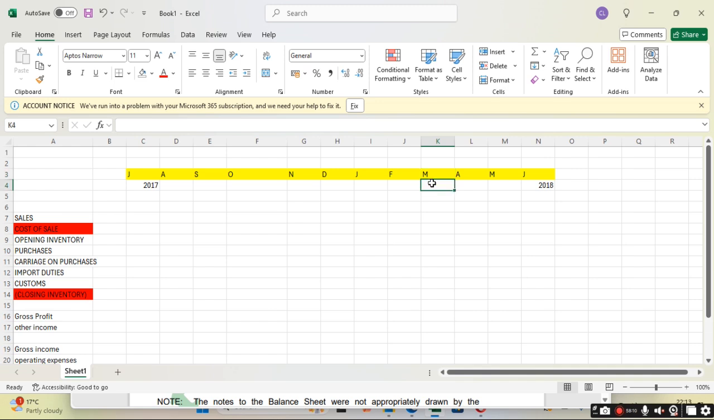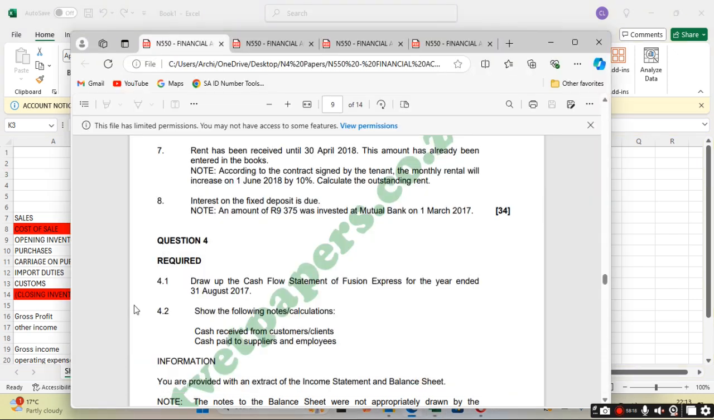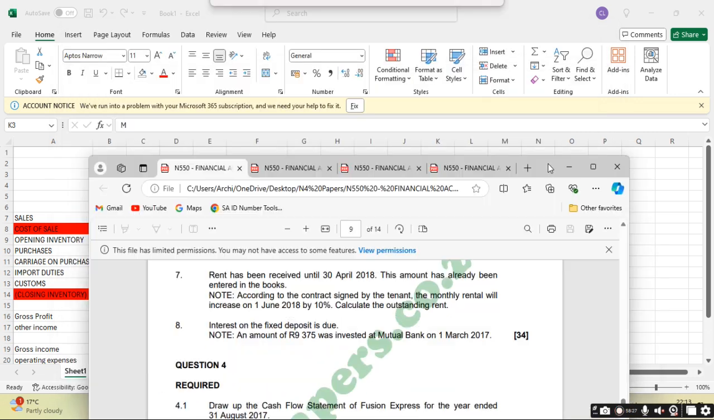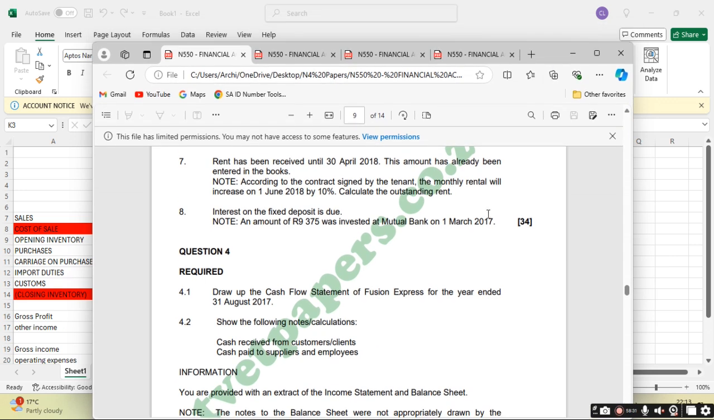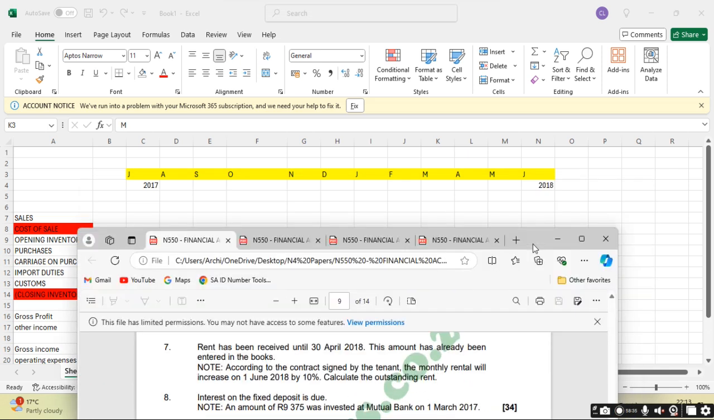So this is March 2018. December 2017. 1 March what? So they said it was invested in Mutual Bank on 1 March 2017. Since they're saying 1 March 2017, I'm assuming they made a mistake here, guys. I think they meant to say 1 March 2018. So meaning we invested here.